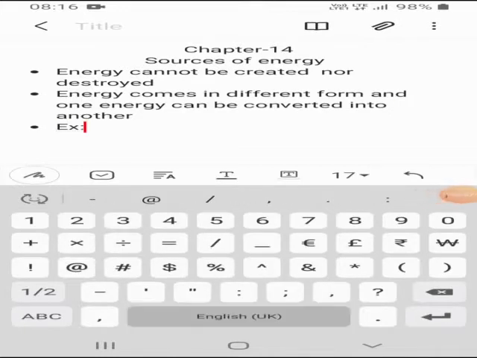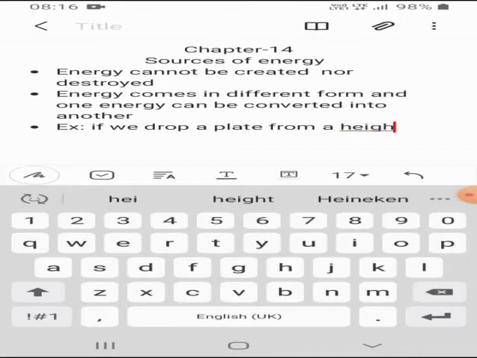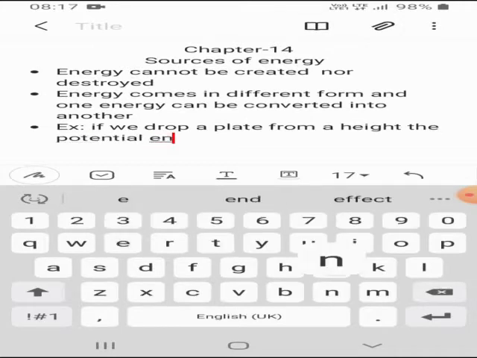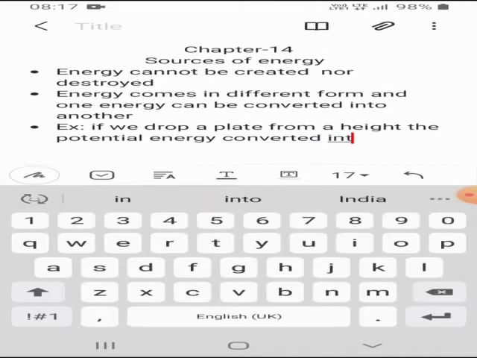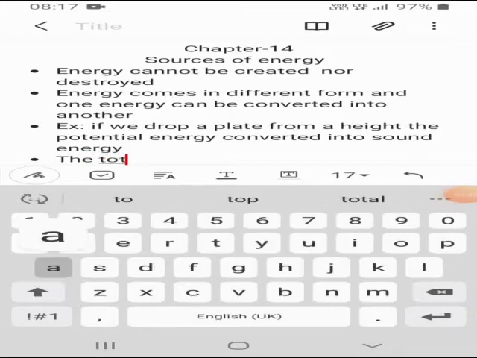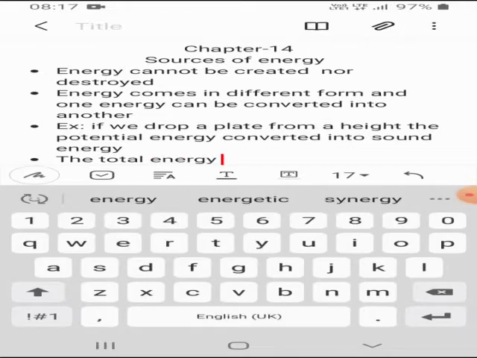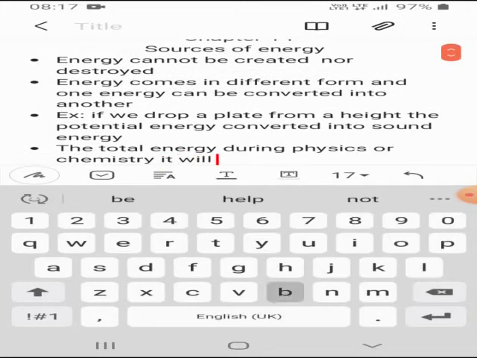One example is if we drop a plate from a certain height, the potential energy of the plate, because we are leaving it, is now converted into sound energy when it falls, because sound will come. When the sound comes, we can call it sound energy only, not potential energy. The total energy during a physical or chemical change will be the same only. It will not have any change.